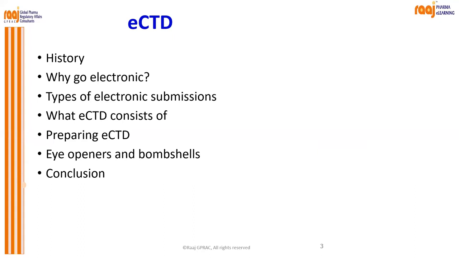So my agenda will start from the history. First of all, why go electronic? Then there are different types of electronic submissions called eCTD and NeeS. So what does eCTD consist of basically? We are going to discuss the components of eCTD. Then how do we prepare for the eCTD? Then what are the eye openers, bombshells, conclusions? So there is a very interesting topic we are going to discuss in today's session.